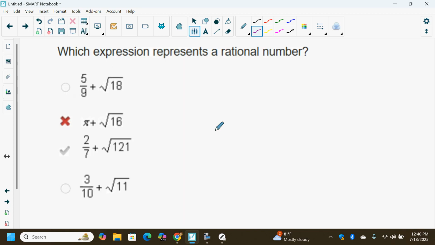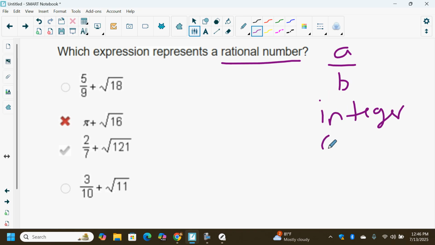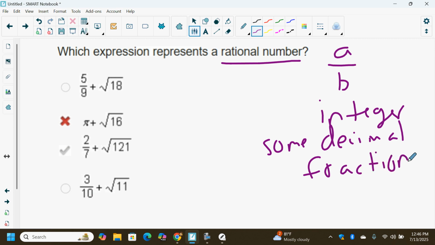All right, which expression represents a rational number? The definition of a rational number means it is a fraction, a over b, or can be written as a fraction, which means it can be an integer. It can be a decimal that repeats or terminates. It can be a fraction. It can be a whole number. I'm not going to list them all out. It can be a natural number.